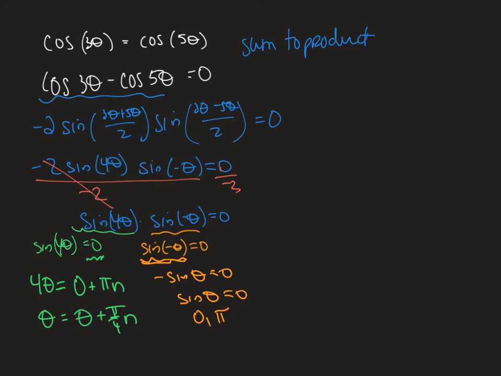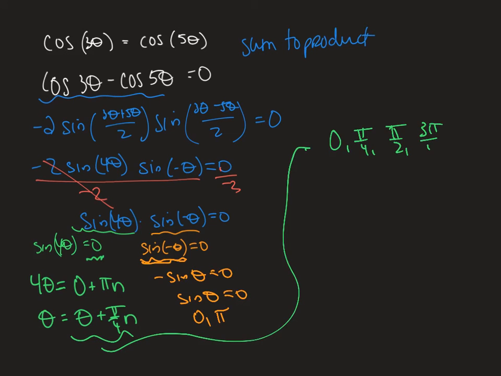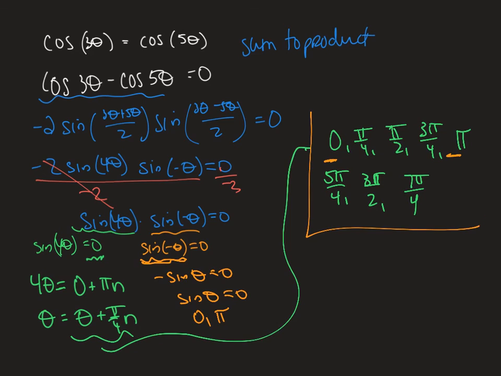So from this one right here, in between 0 and 2 pi, we're going to get 0, pi over 4, 2 pi over 4, which is pi over 2, 3 pi over 4, 4 pi over 4, which is pi, 5 pi over 4, 6 pi over 4, which is 3 pi over 2, and then 7 pi over 4. And the nice thing is the 0 and the pi are already in my list, so you don't have to write them twice.